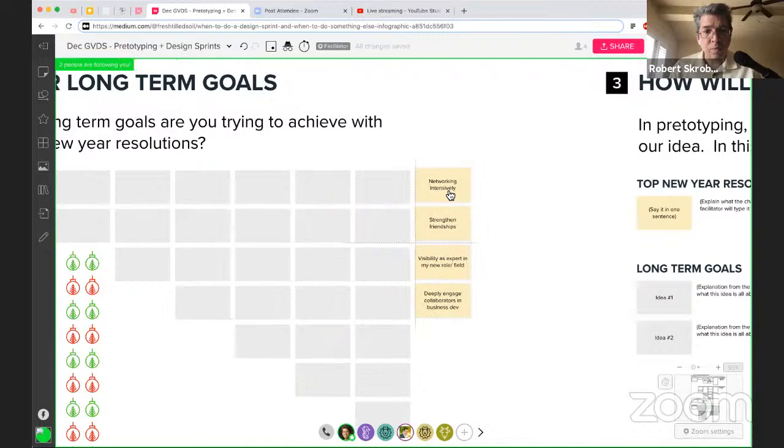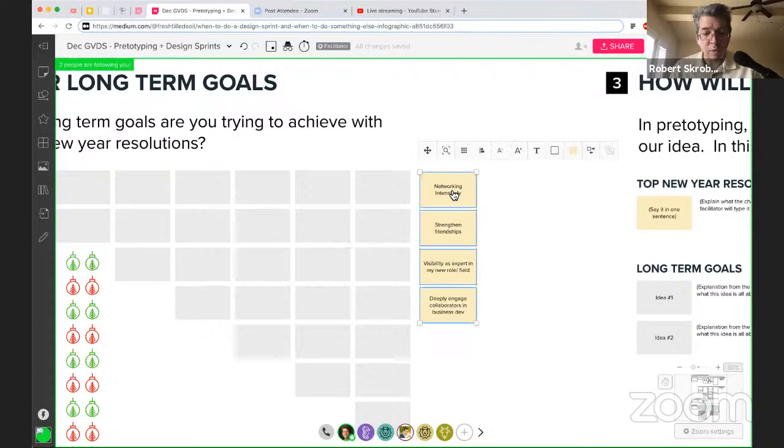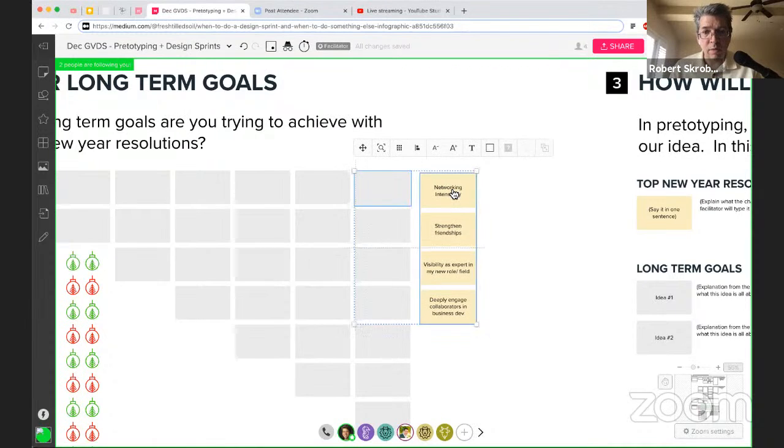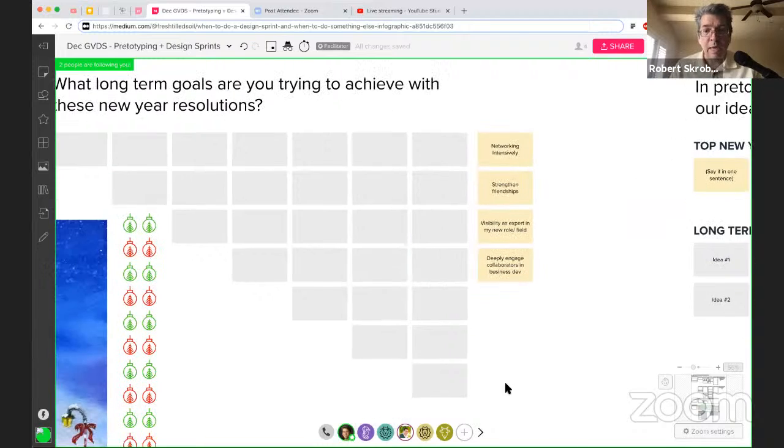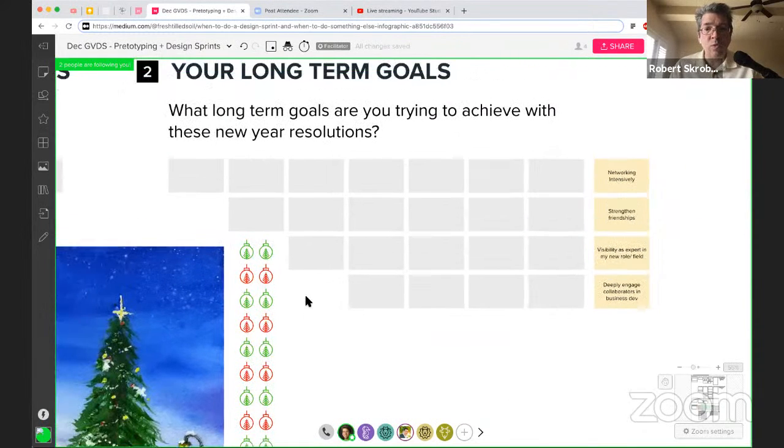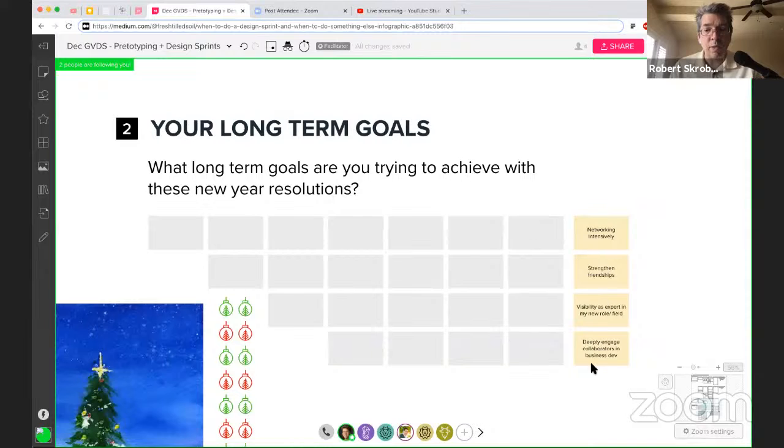So when you look at these 4, and again, this is just for fun, let me change this a bit so that it is all aligned up top. There we go. When it comes to these particular New Year's resolutions, we're going to take the long-term goal approach from the design sprint. It says, what long-term goals are you trying to achieve with these New Year resolutions?